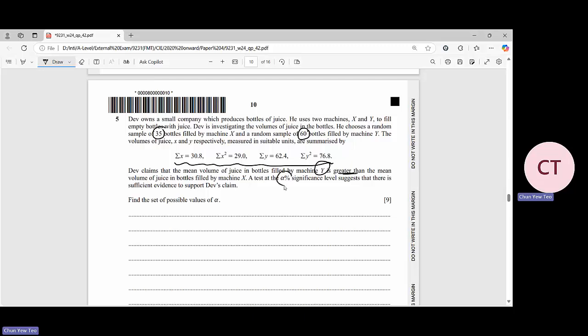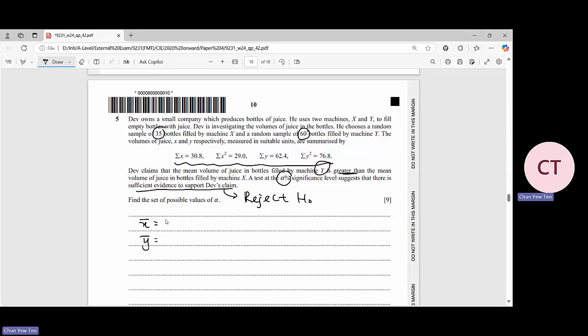Test at alpha % significant level such that there is sufficient evidence to support Dave's claim. Okay, so in order to support Dave's claim, that means you have to reject H0. So over here, before we do the hypothesis test, we need to calculate the mean of bar X and bar Y.